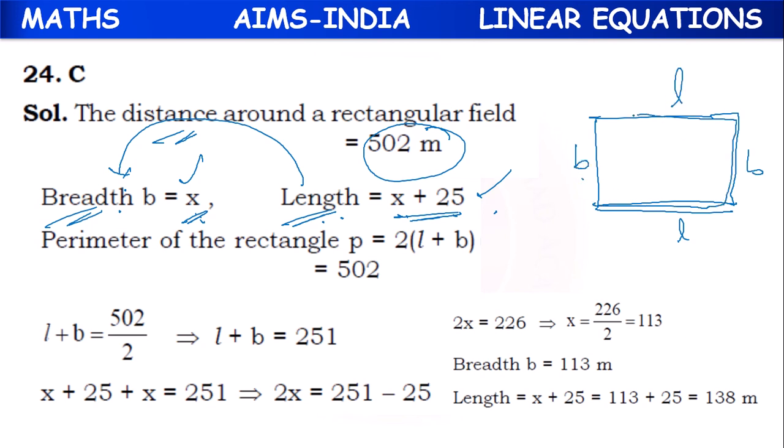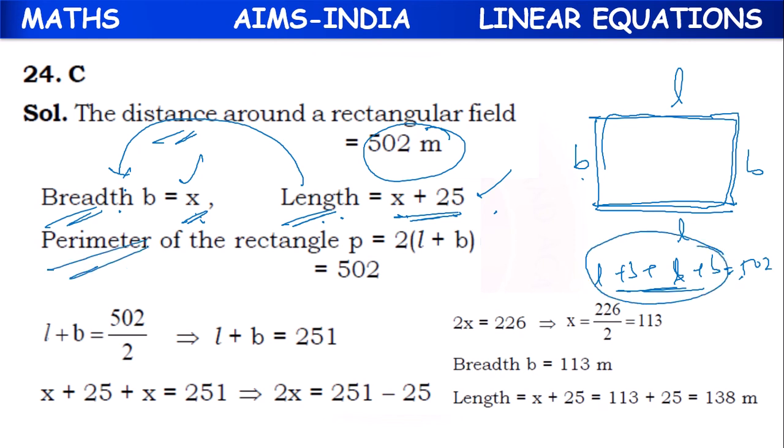Total distance means L plus B plus L plus B. This total distance equal to 502 meter. But this is equal to perimeter of rectangle, whose formula is 2 into L plus B. So perimeter formula 2 into L plus B, but the value is 502. Means 2 into L plus B equal to 502. 2 will come this side, 502 by 2, which is equal to 251. So L plus B equal to 251.